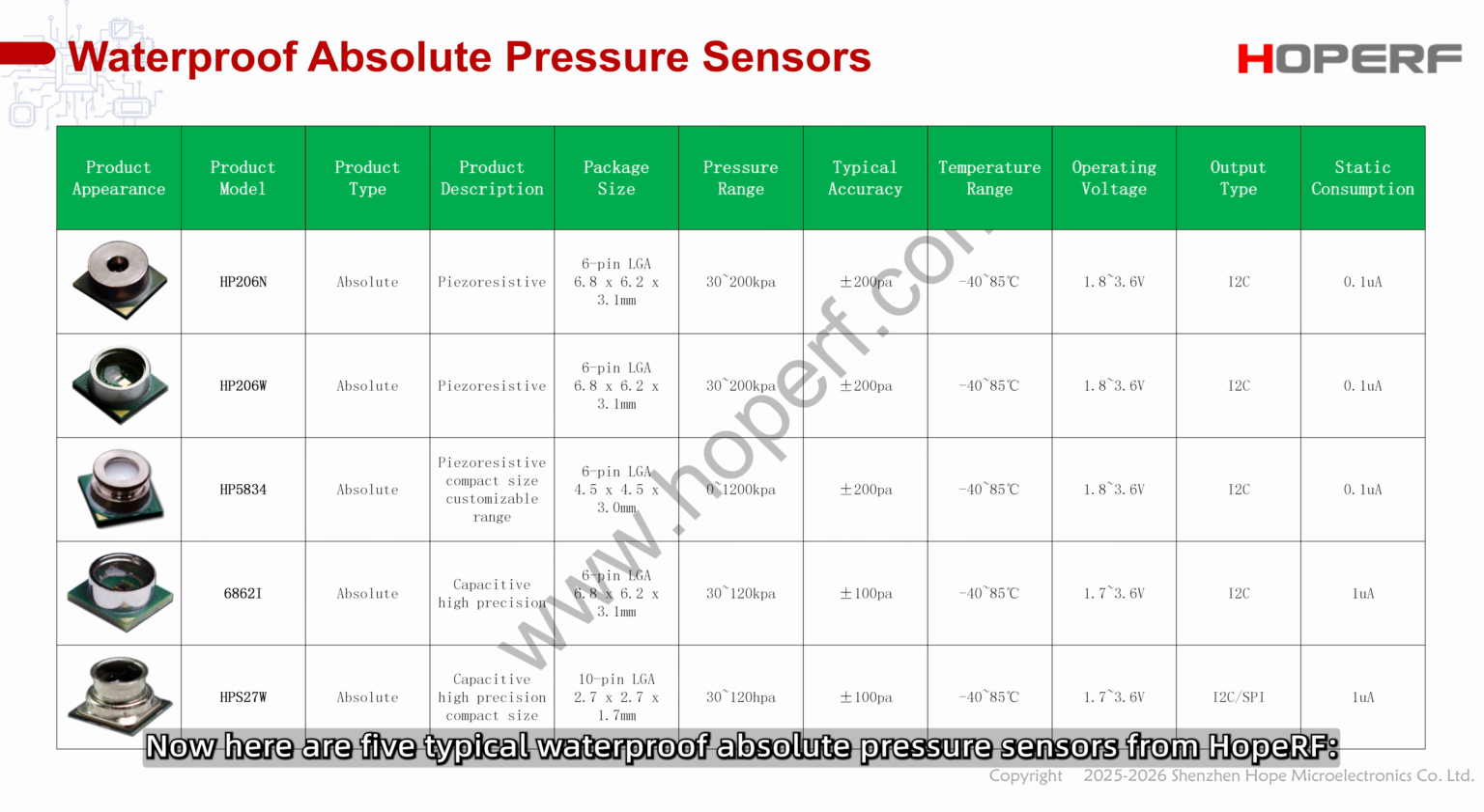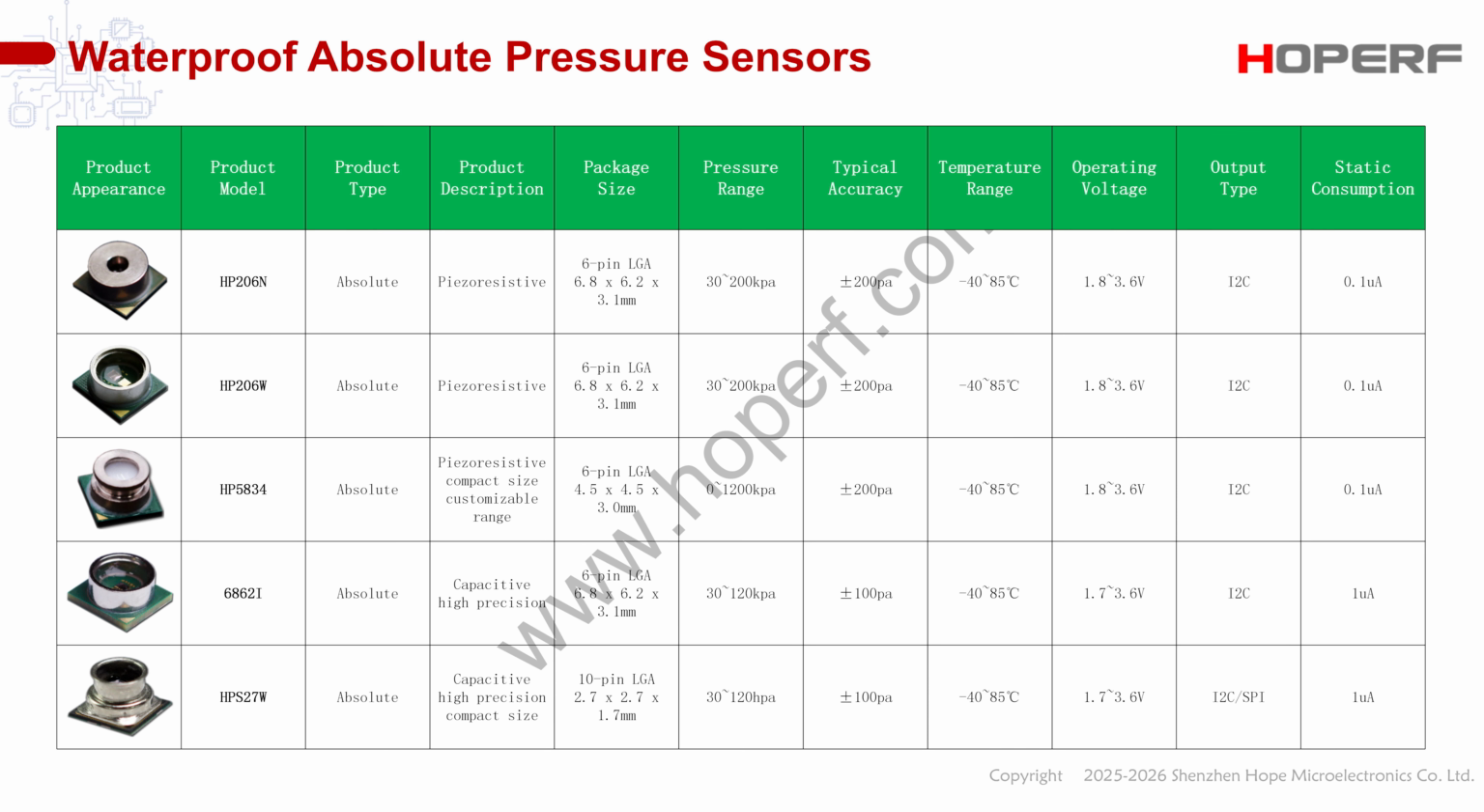Now, here are 5 typical waterproof absolute pressure sensors from Hoperf. HP206N, piezoresistive, package size 6.2 by 6.8 by 3.1 mm, pressure range 30 to 200 pascals. Pressure accuracy plus or minus 200 pascals.